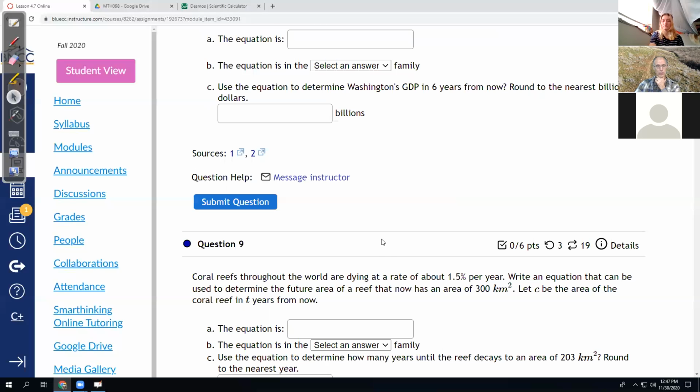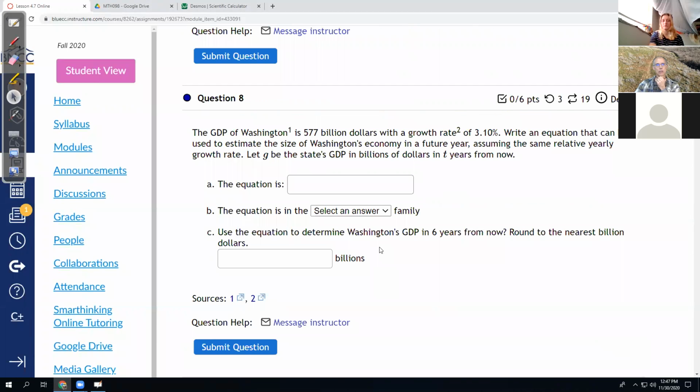Can we do the number 8? Number 8, gross domestic product. Yes. So GDP stands for gross domestic product. I believe this came up in a previous homework somewhere. But this is a new version of a problem. So let me see. We have the GDP in Washington is $577 billion. So that right there is an estimate of all the money that's made in Washington in 1 year.